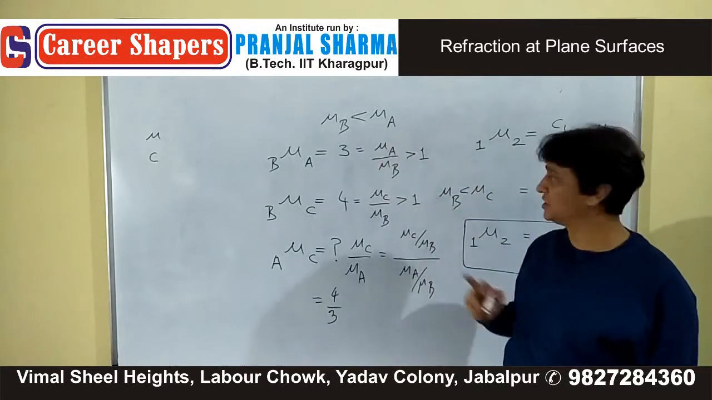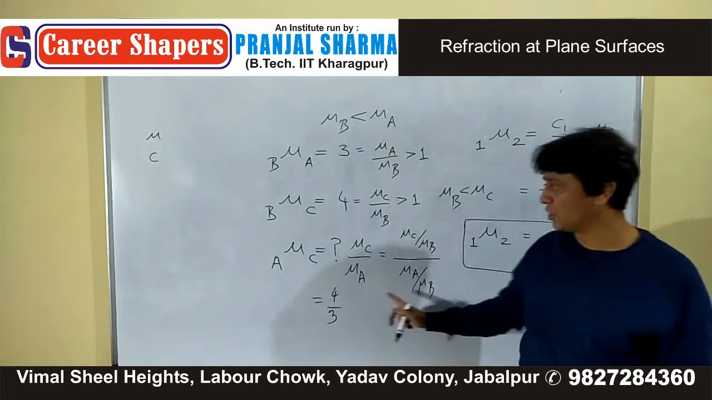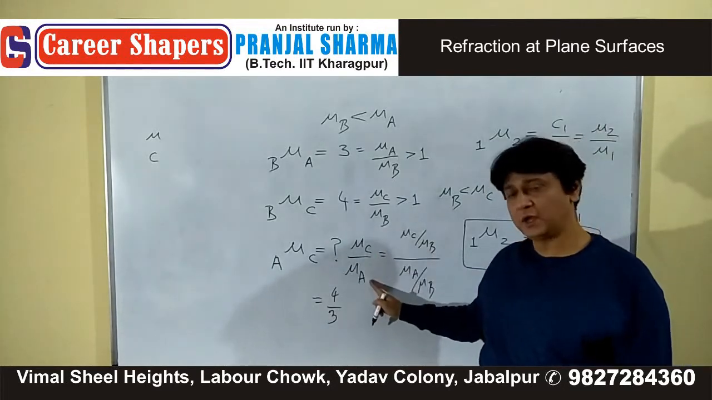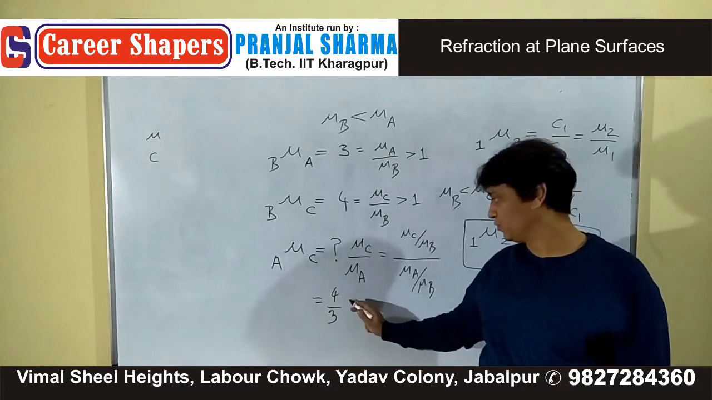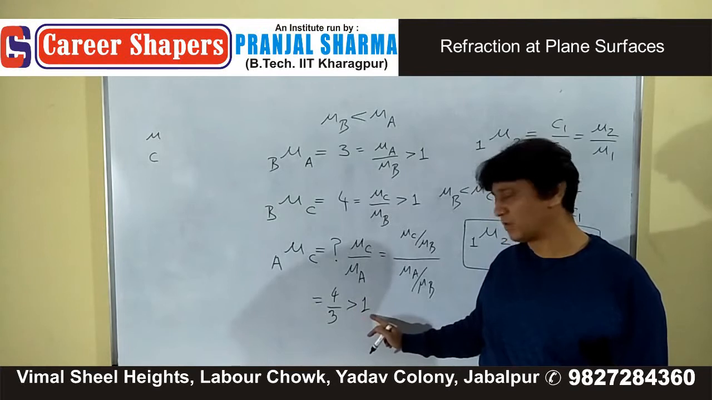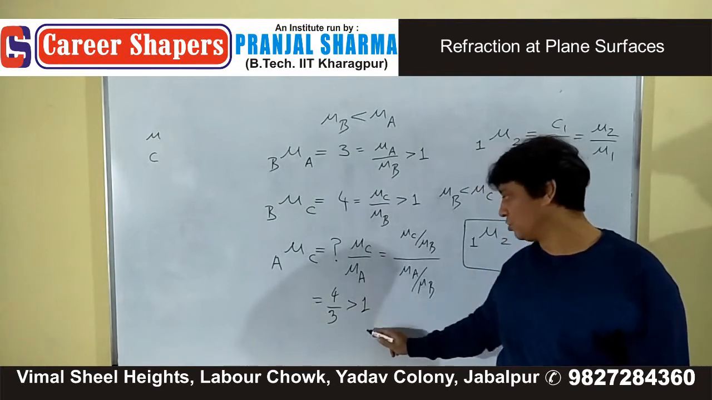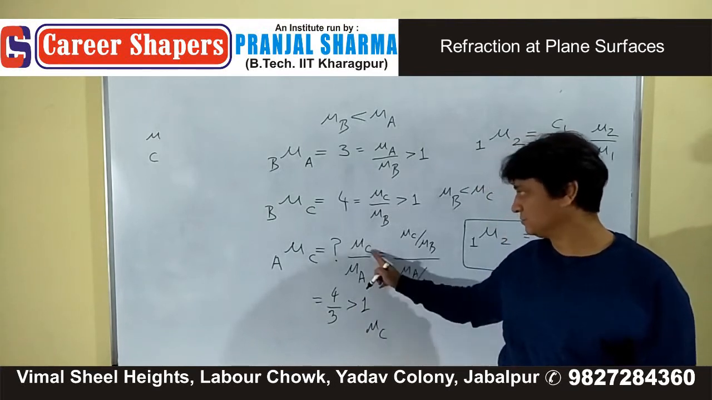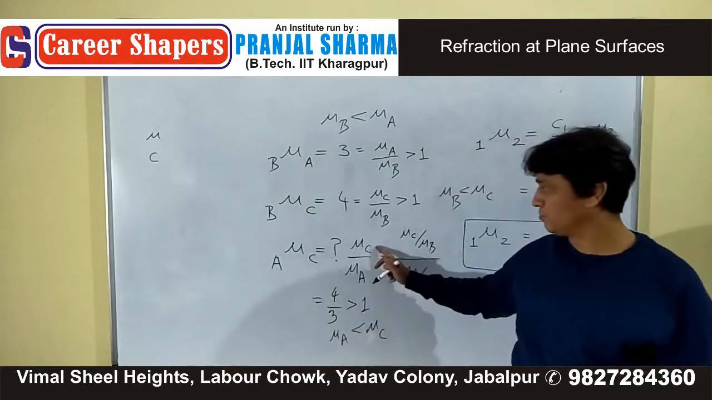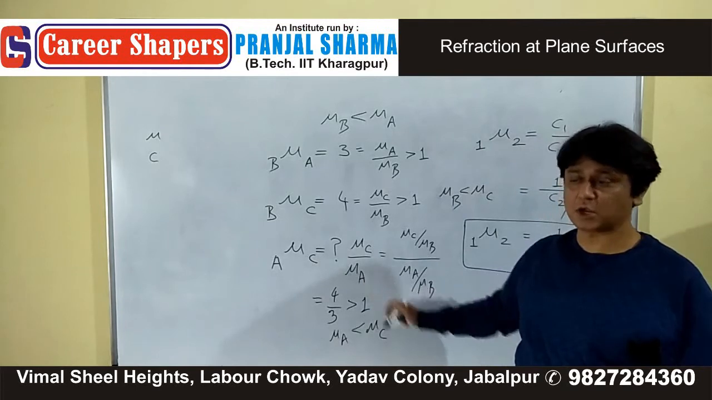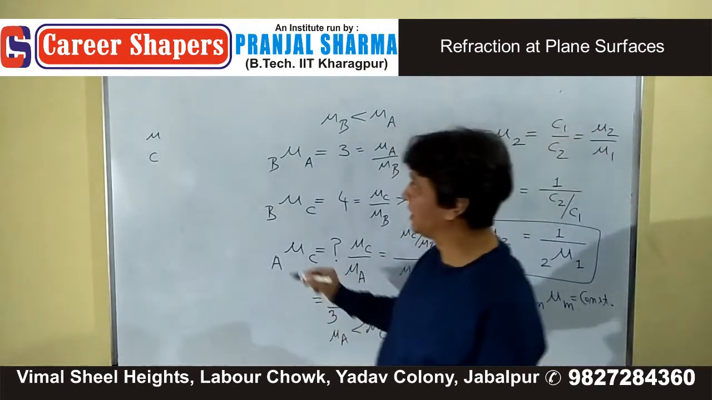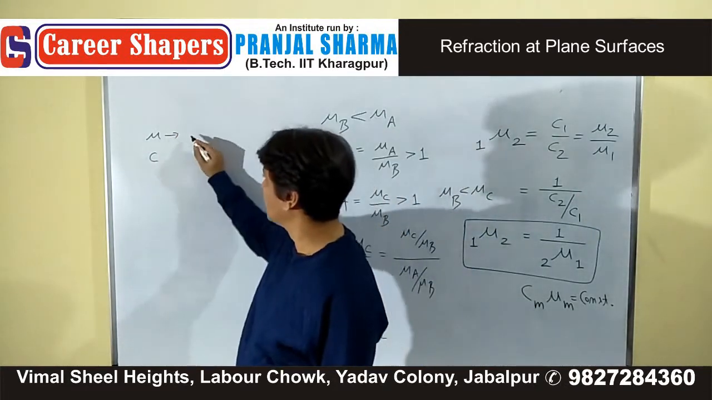Now where should I fit this mu C? For that, we'll go with this part. Mu C upon mu A is what? 4 upon 3, which is again a number greater than 1. If this number is greater than 1, that means from here you got mu C greater than mu A. Mu C is greater than mu A. This, and this, they all give you this relation.